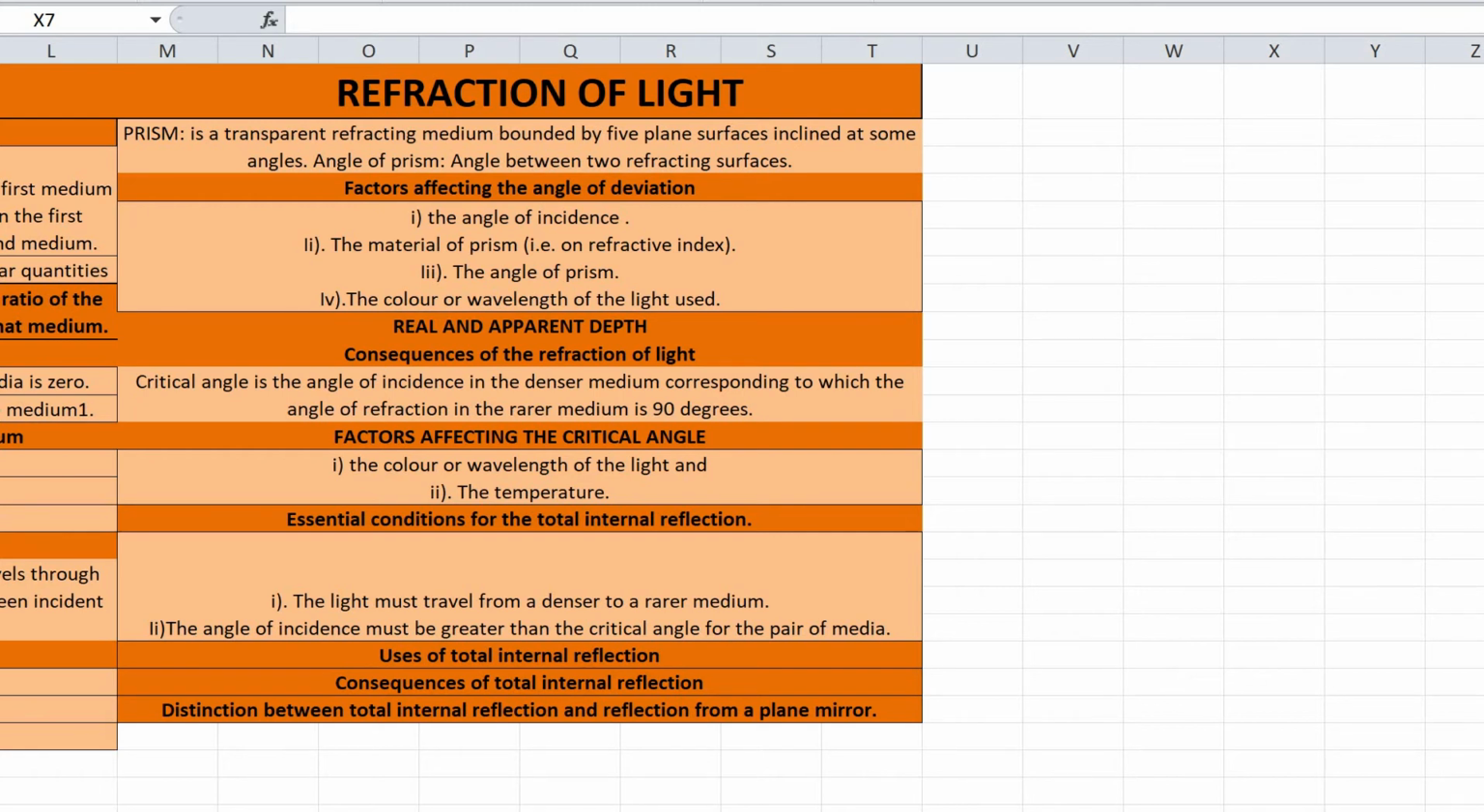Now, critical angle. We have read that when a ray of light passes from a denser medium to a rarer medium at a critical angle of incidence IC, the angle of refraction becomes 90 degrees. That is, at i equal to IC, the critical angle, r is equal to 90 degrees. The angle IC is called the critical angle. The critical angle is the angle of incidence in the denser medium, corresponding to which the angle of refraction in the rarer medium is 90 degrees.